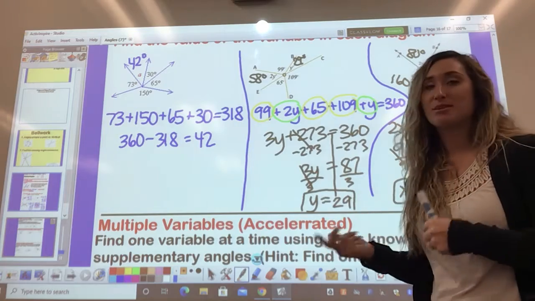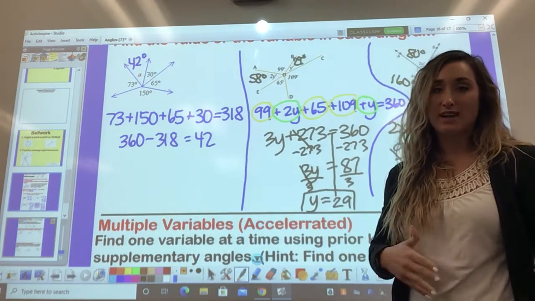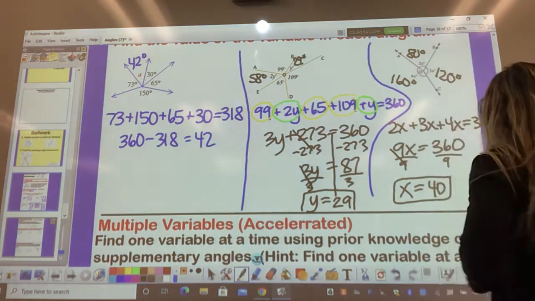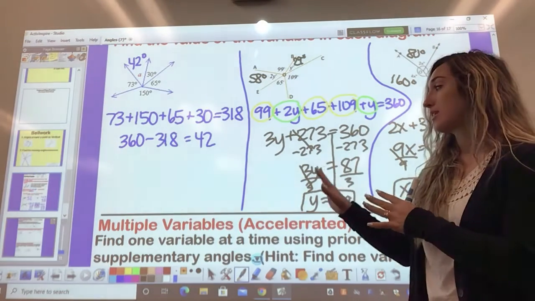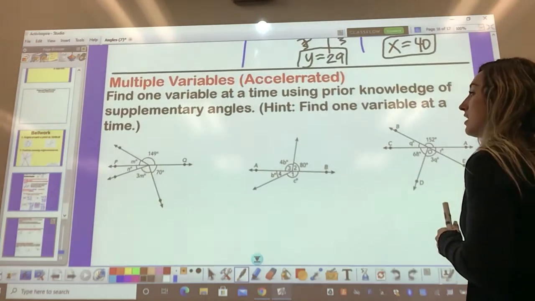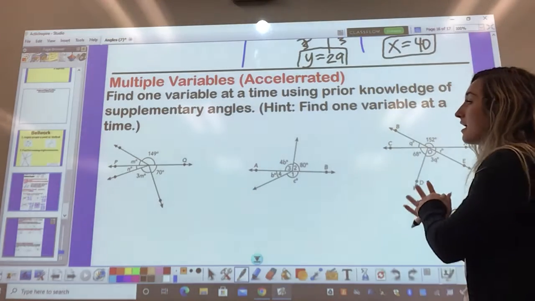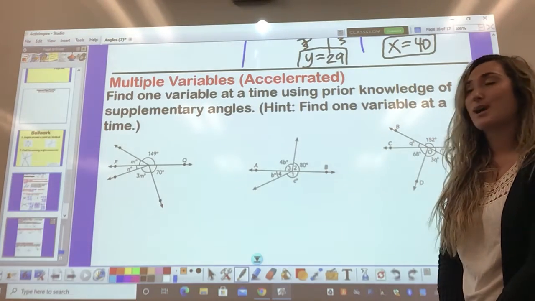Kind of similar to what we did with complementary and supplementary, but now they are adding up to 360 instead of 90 or 180. So if you are in regular, you can stop watching there. Accelerated, we're gonna go through some more challenging problems that have more than one variable. And we'll kind of talk about how we figure these ones out.